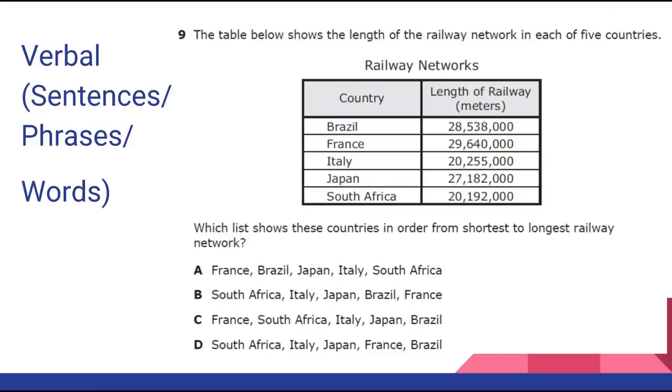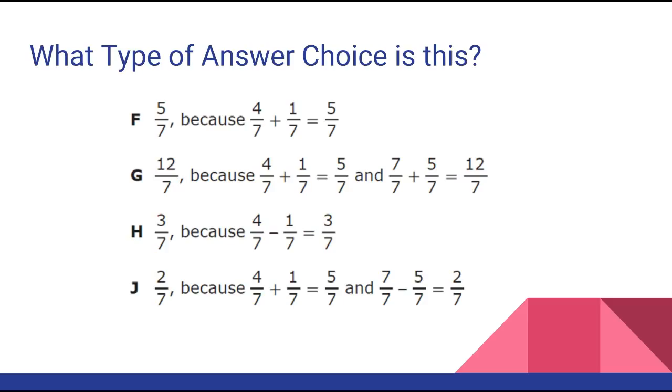Here's number 9. And it's verbal. We have sentences, phrases, and words. So in this case, we have a listing of words. So what type of answer choice would this be? And this would be algebraic.